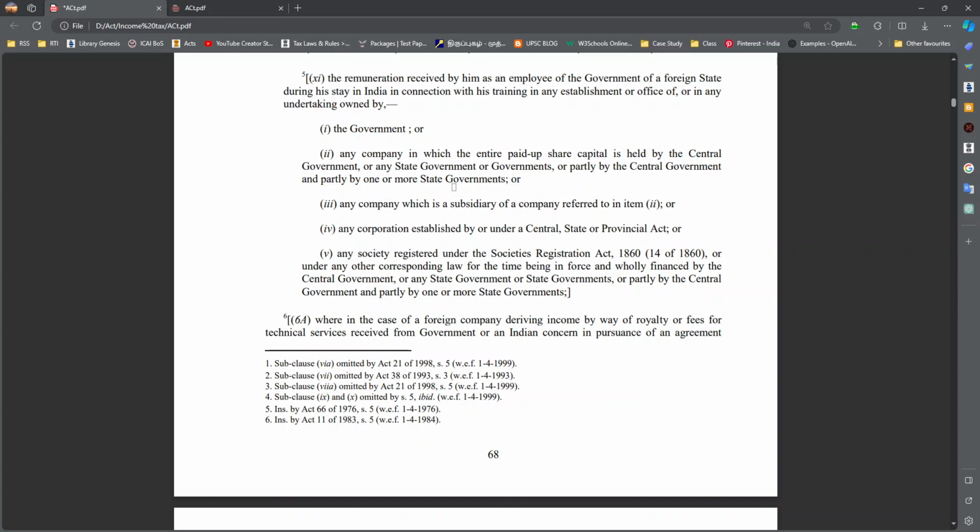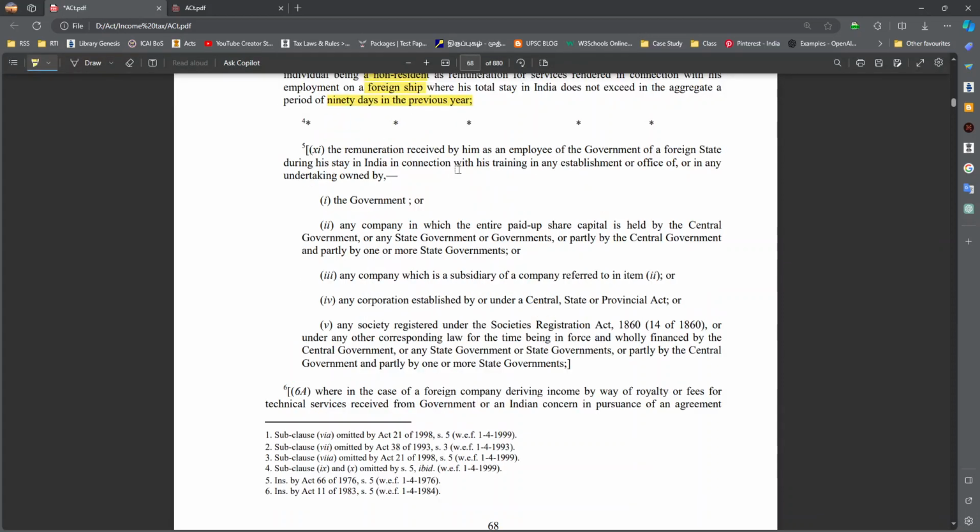Any company which is a subsidiary of the company referred under sub-section 2, that is, a paid up capital of the central government and state government or both, or any corporation established under a central, state or provincial act, or a society registered under the Societies Registration Act 1860, or under the corresponding law for the time being in force, wholly or partially financed by central or state governments. So this clause 9 says the remuneration is received by him as an employee of a government of a foreign state, and during stay in India in connection with the training in any establishment, office or undertaking owned by the government. So this states that our government or government companies which provide any service to an employee of another government entity, then such remuneration received by him due to the stay in India, because he came to India and got trained by India, that income is not taxable.